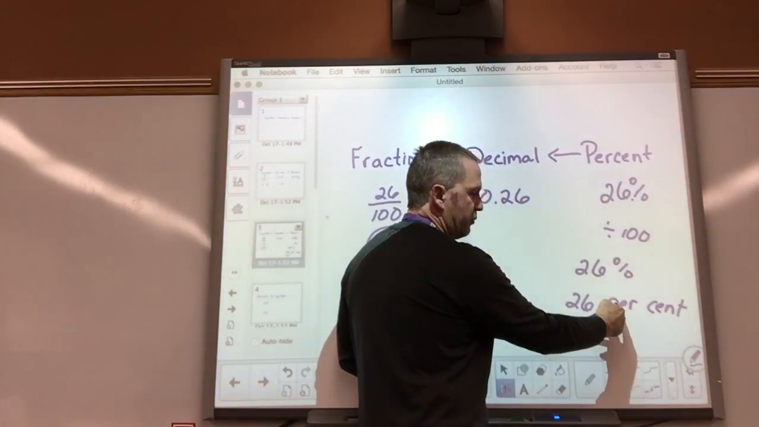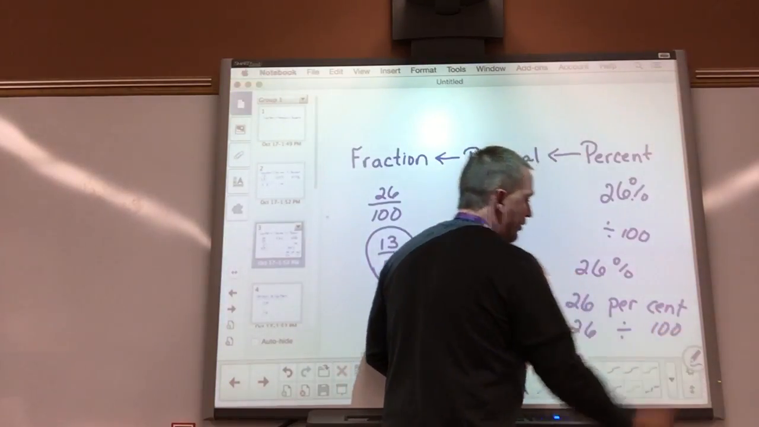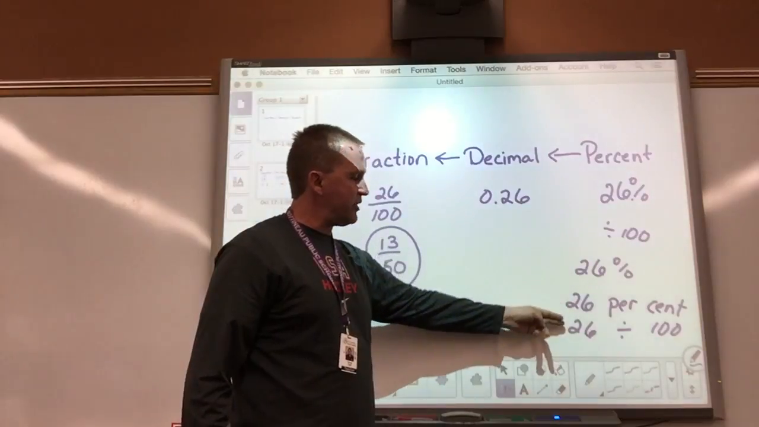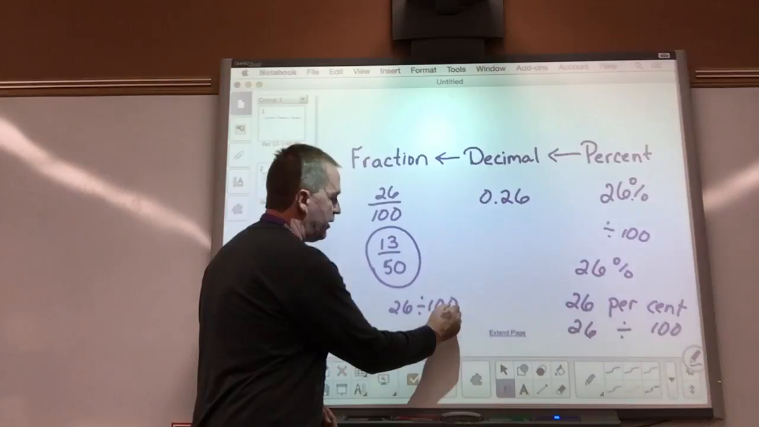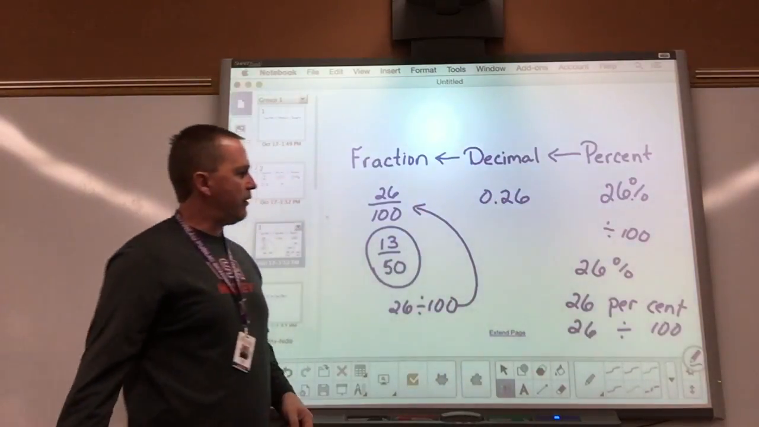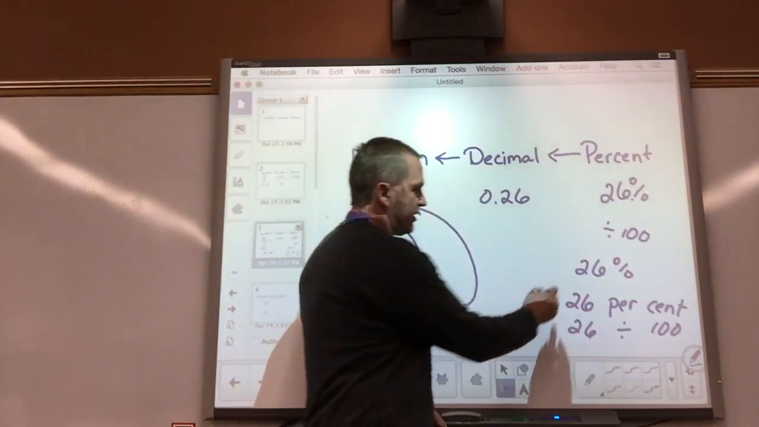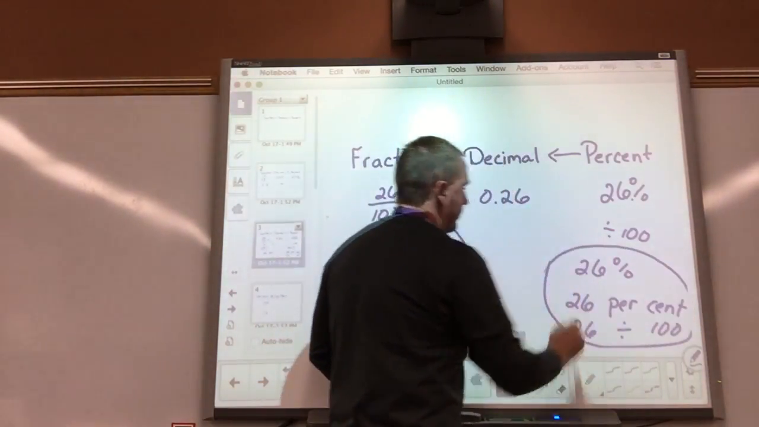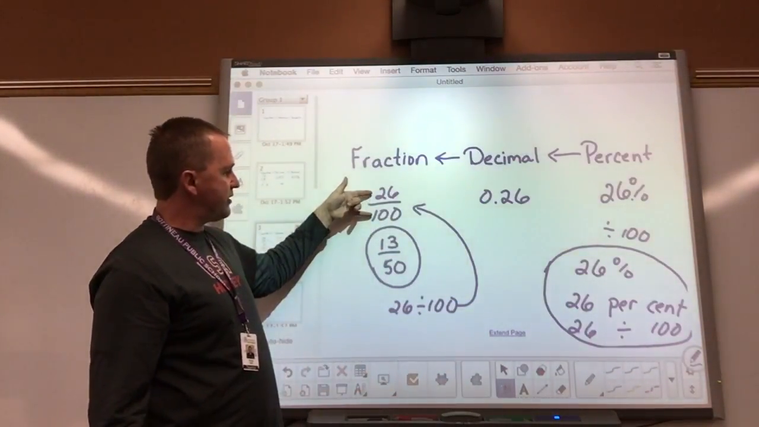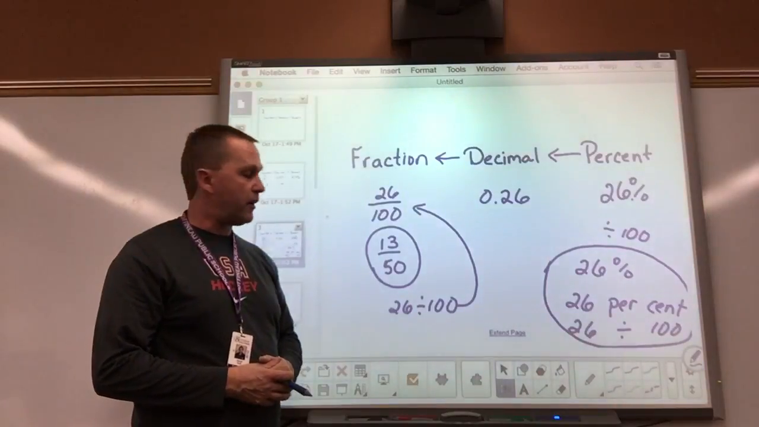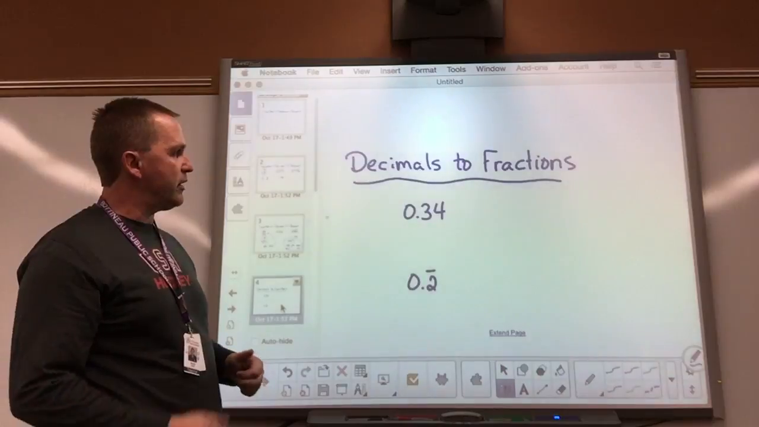And if we remember, the word PER means divided by, and CENT is a prefix that means 100. So when you say 26%, you really are saying 26 divided by 100, which also could be written that way. So we are able to go from percentages to fractions immediately using this little process down here. If we know that percent means divided by 100, we're able to write it as this and then simplify to 13 over 50.